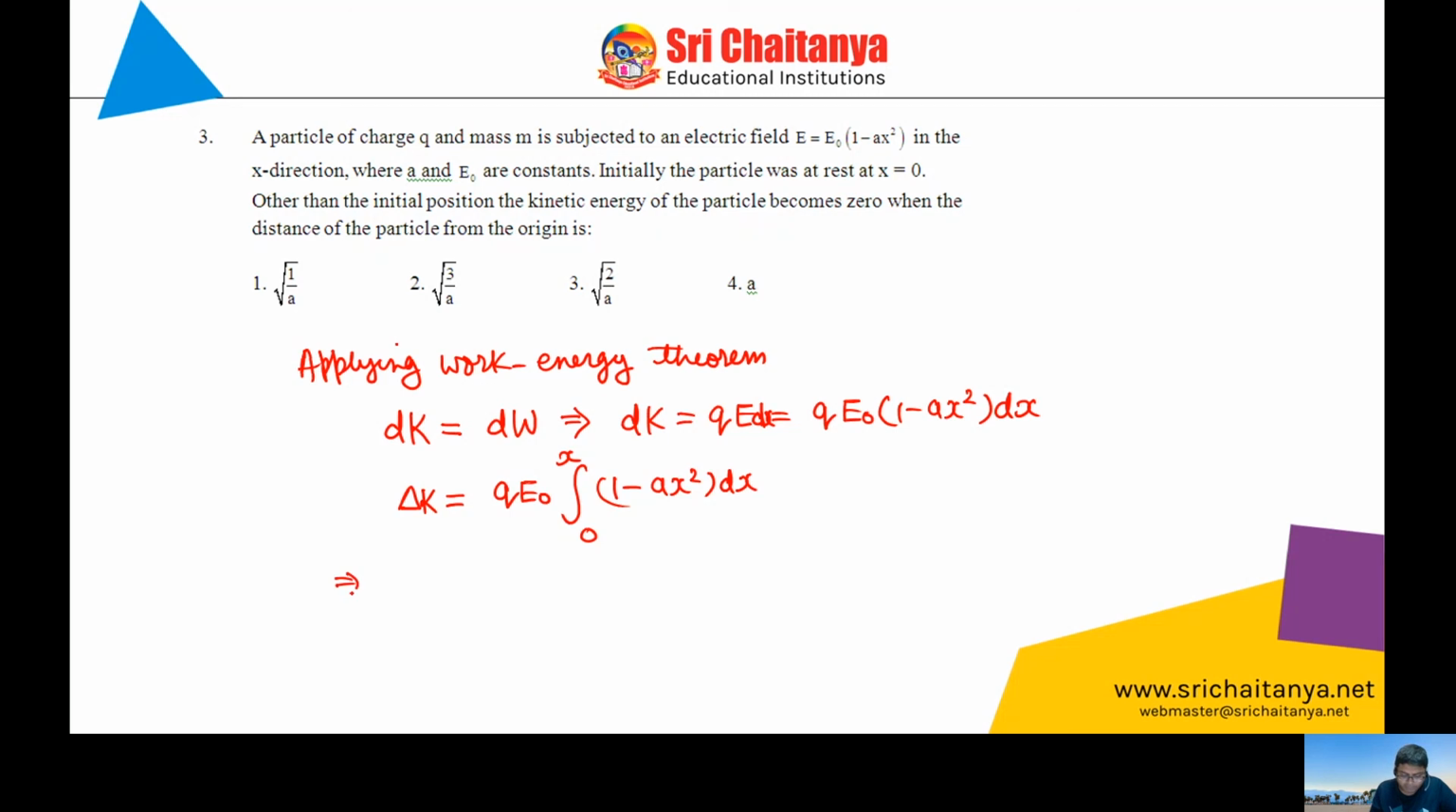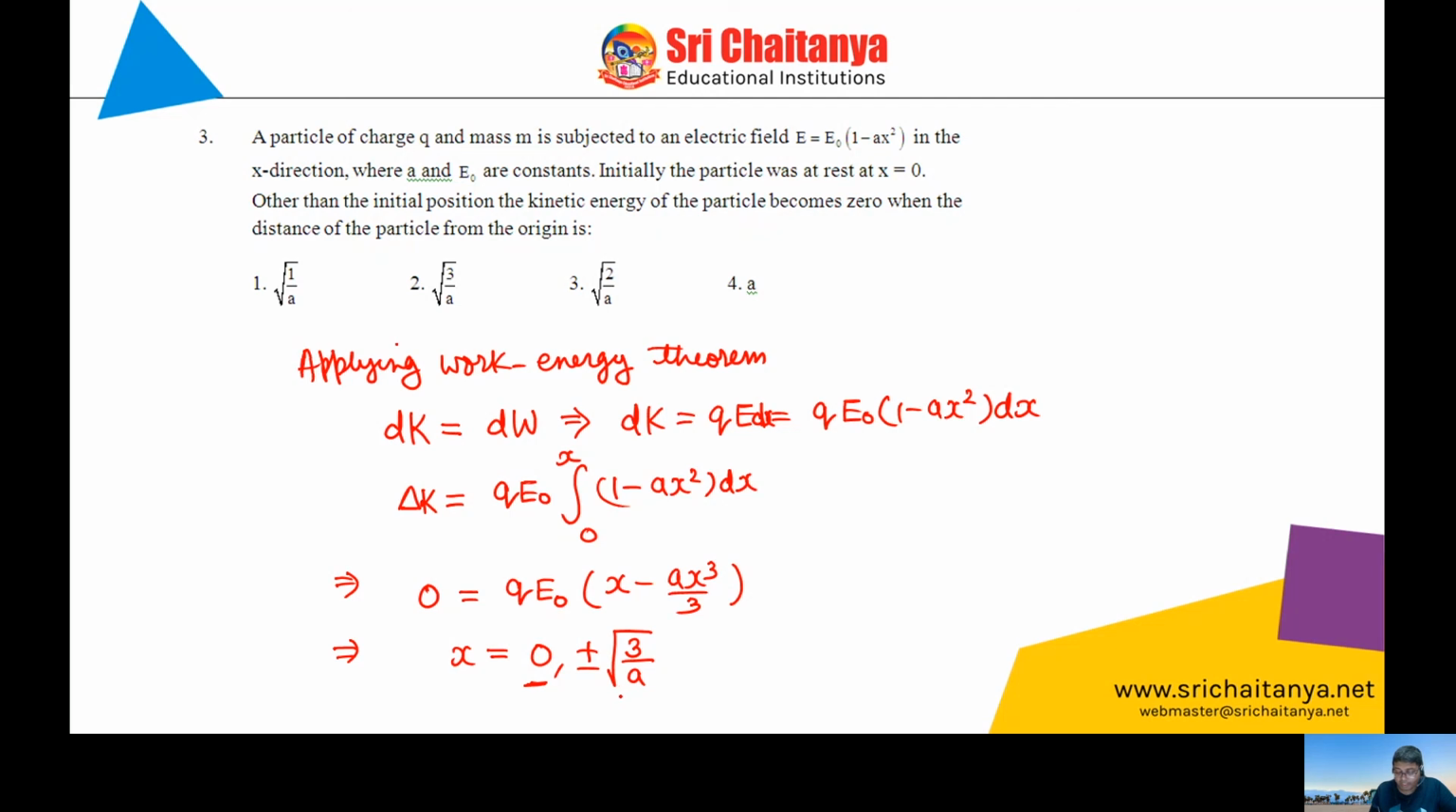So the left hand side we can equate with 0, and the right hand side will be q E naught times the integral. When we solve this integral, we will simply get x minus a x cube by 3 equal to 0. The solution to it is obviously that x is either 0 or plus minus root under 3 by a. We do not have to choose the initial position as our answer, since that is the initial position, the origin.